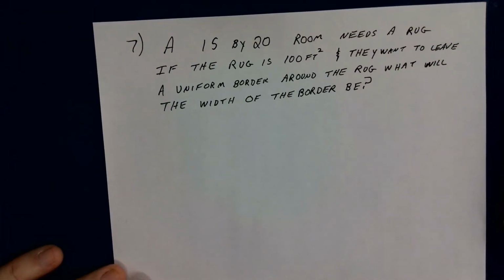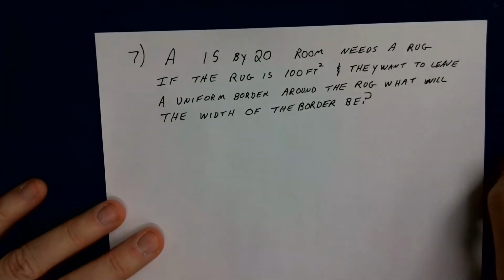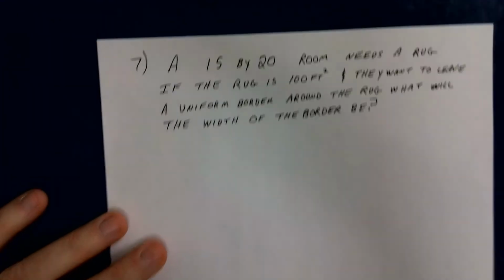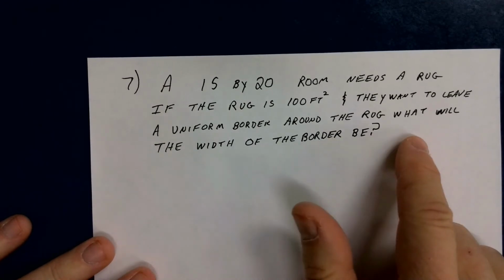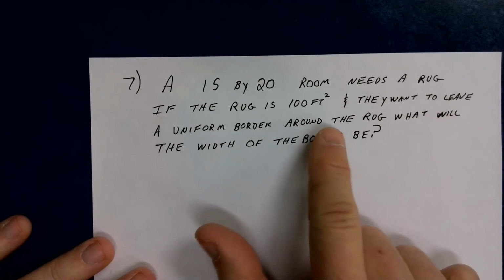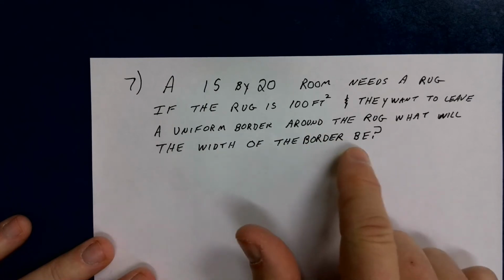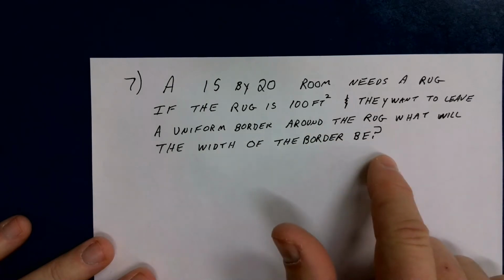Okay, so now we're here. You know, as we go more and more in this class, I want you to be able to do some algebra stuff. So it says a 15 by 20 foot room needs a rug. If the rug is 100 square feet and they want to leave a uniform border around the rug, what will the width of the border be?